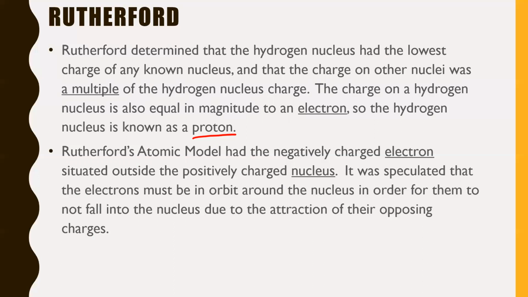Rutherford's atomic model had the negatively charged electrons situated outside the positively charged nucleus. It was speculated that the electrons must be in orbit around the nucleus in order for them to not fall into the nucleus due to the attraction of their opposing charges. In other words, that's the whole reason they believe that they're spinning around. Them spinning around is what's keeping them from being attracted to it.